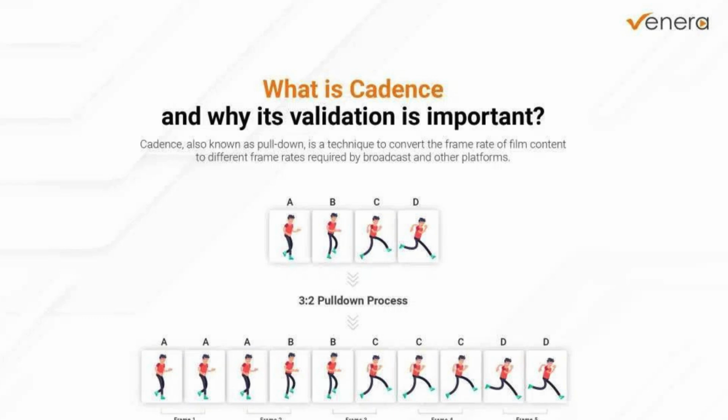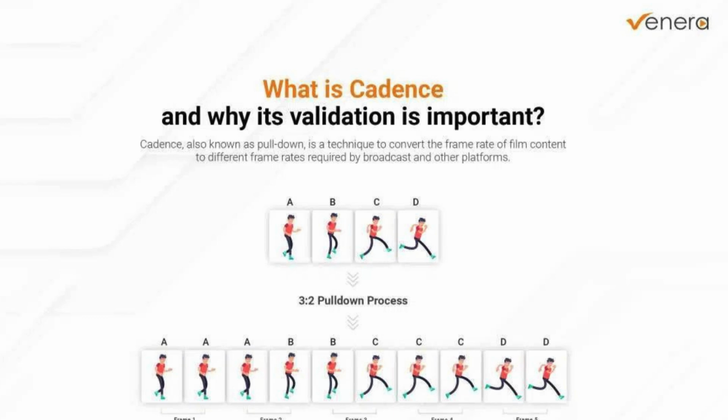Different cadence, pull-down, patterns. Different cadence patterns, also known as pull-down methods, are used to adjust frame rates. Here are some cadence patterns explained. The first one is 3:2 pull-down. The 3:2 method is used to convert the slower frame rate of 24 frames per second of film to the faster refresh rate of a 59.94 Hz television.